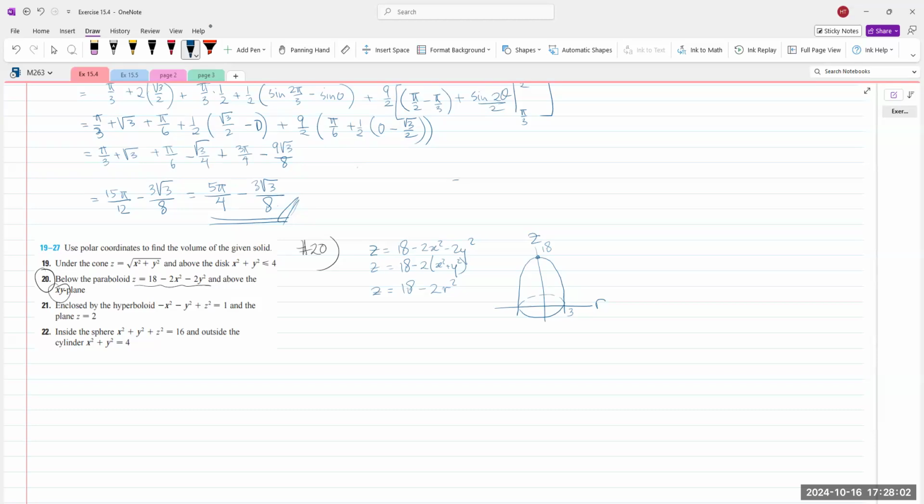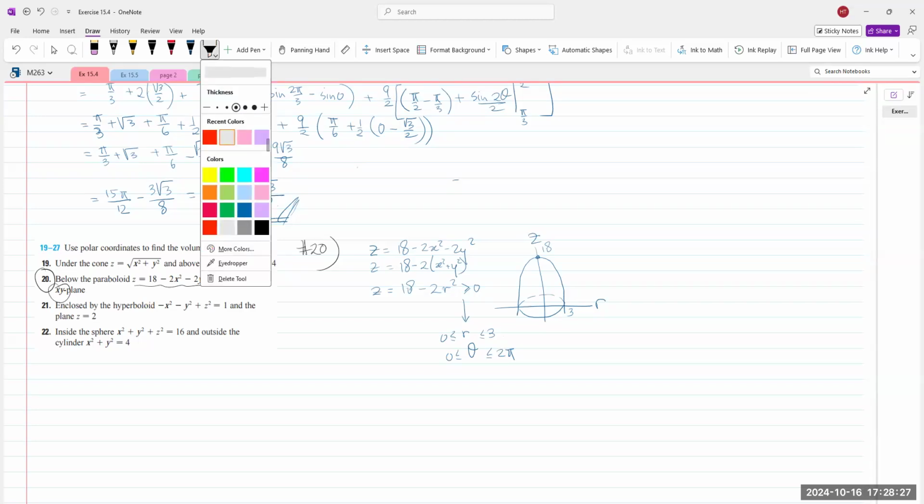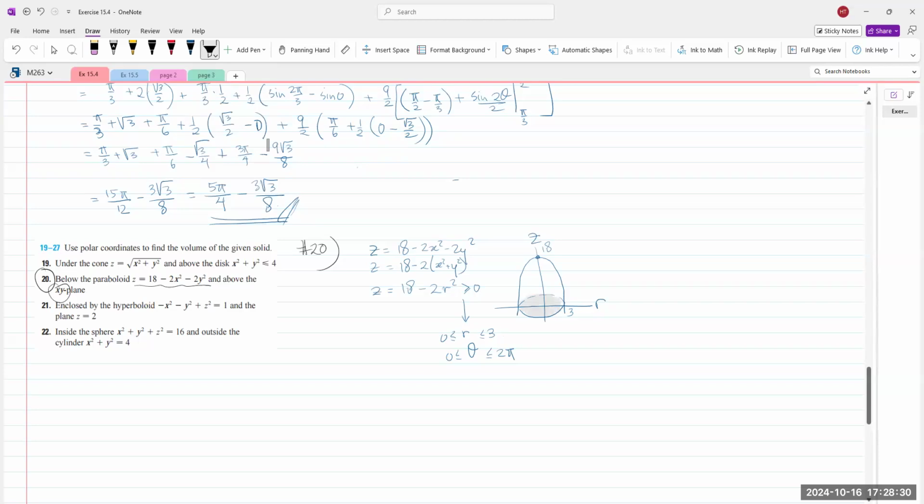Now, above the xy plane means the z has to be greater than or equal to 0. That implies you will see r will be from 0 to 3, while theta is from 0 to 2 pi. Imagine if you see this region from above, you will see a disk with radius 3. And that defines our domain now.